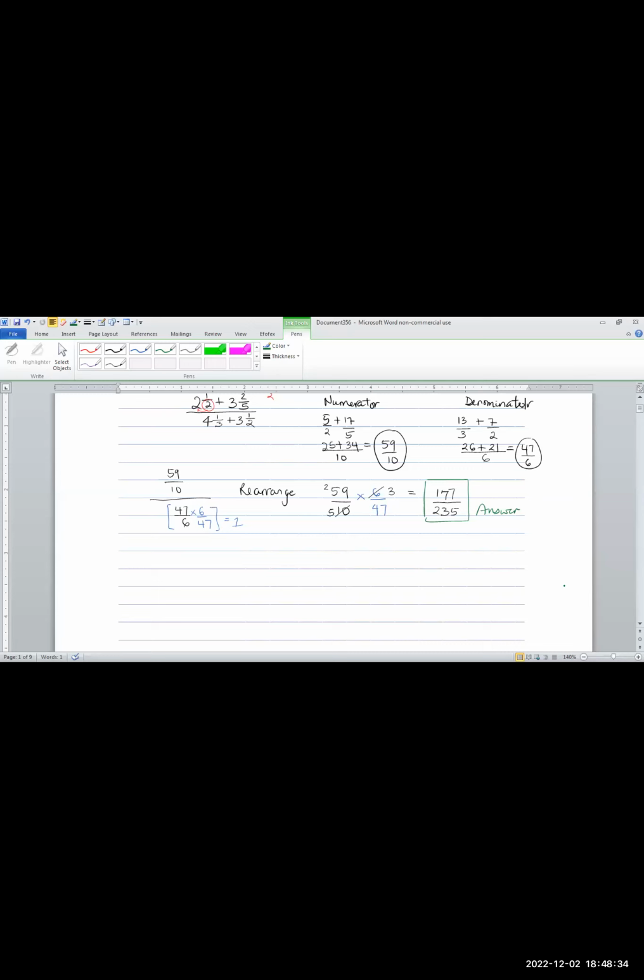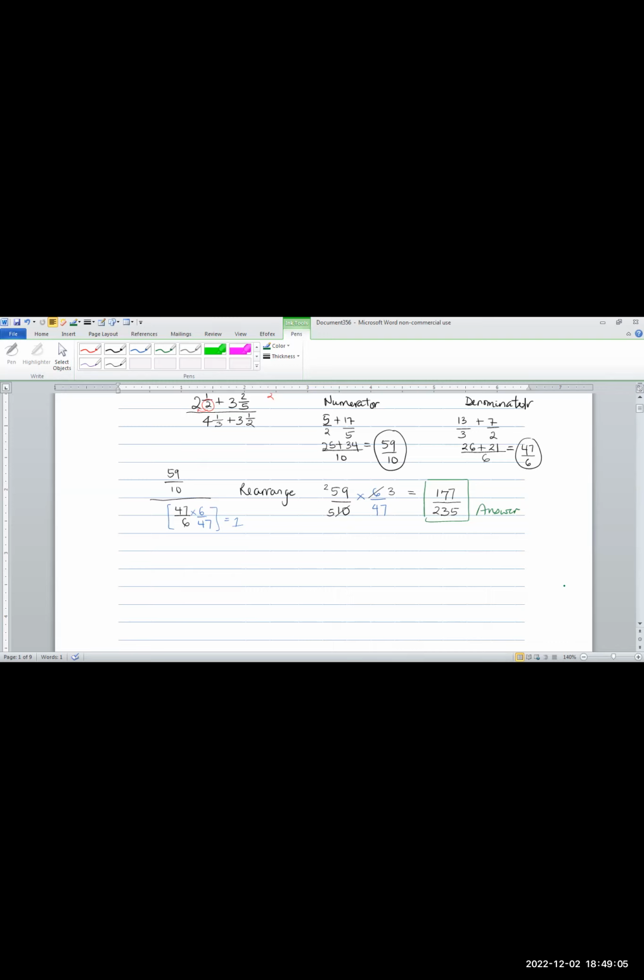Remember, the reason you invert and multiply is that you are multiplying by the inverse of the denominator, which is 6 over 47. Why do you multiply both sides by 6 over 47? So that you can get the denominator to be equal to 1. Whenever you divide anything by 1, you get back the same thing. So 177 over 235 would be the correct answer for that question. Are you okay with that? Yes, sir.